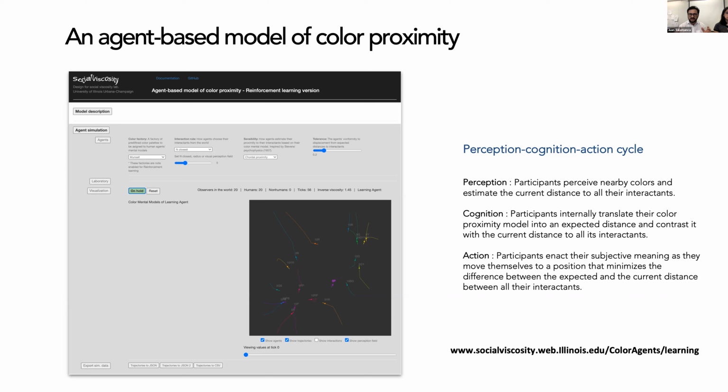And you perceive their colors, and when you have that notion of colors and physical distance, you can estimate an ideal proximity to each one of your interactors, and then you execute an action. And then you are contrasting the expectation of how you want the world to be against how the world is enacted.